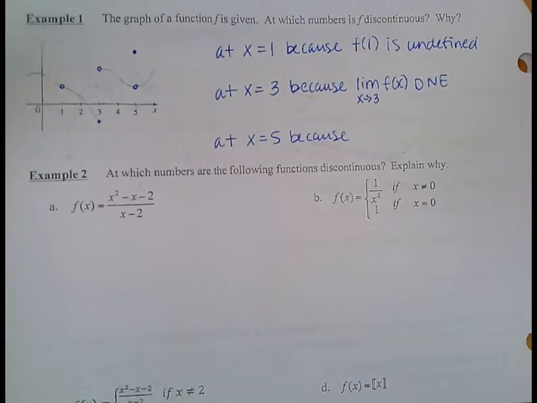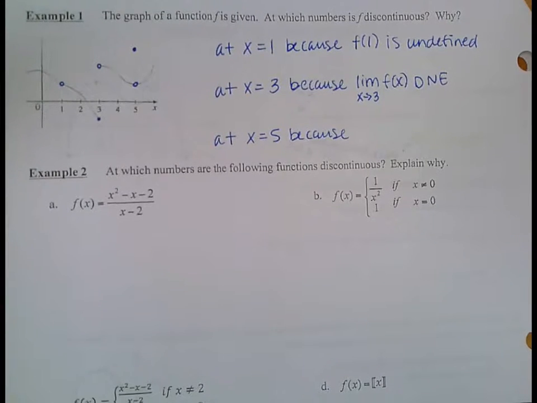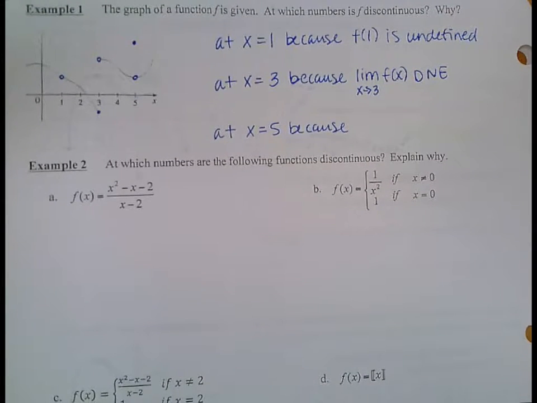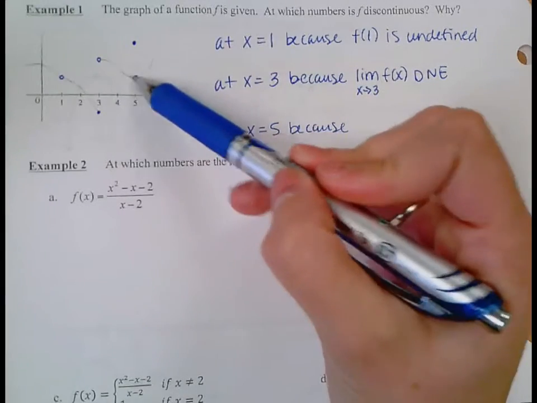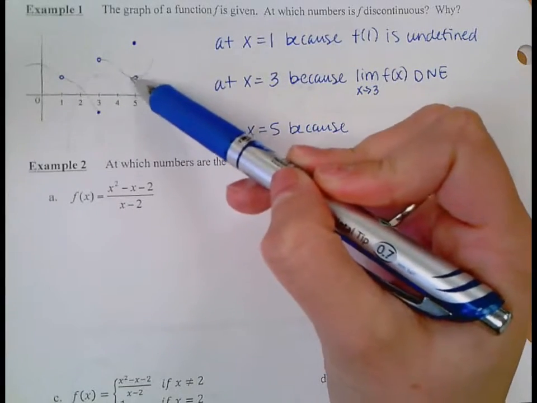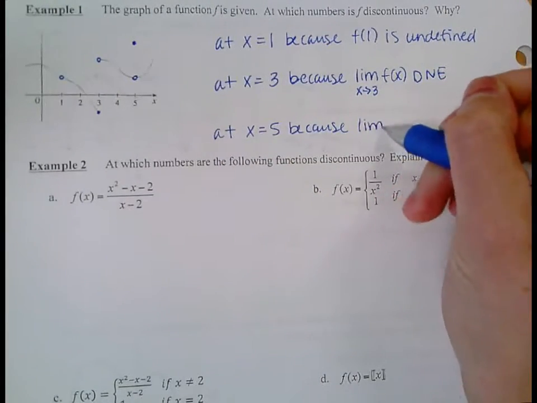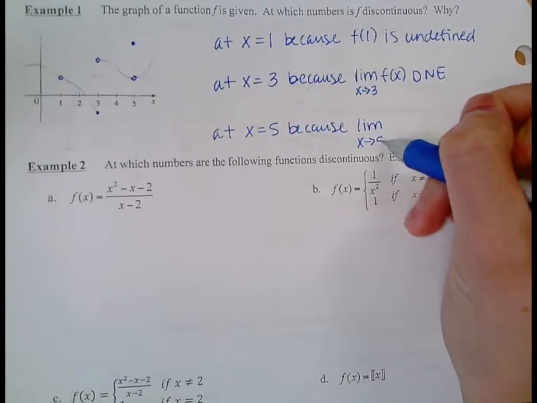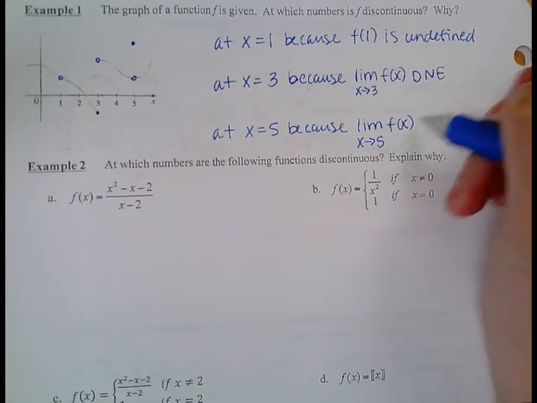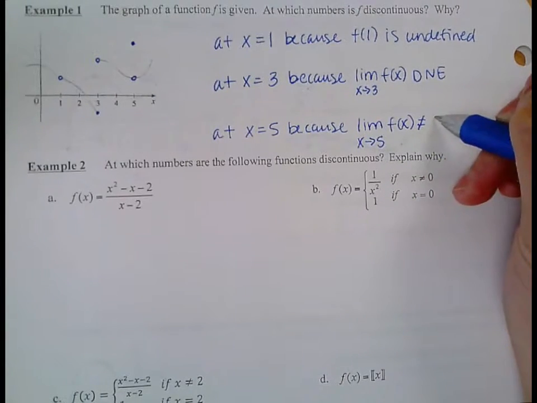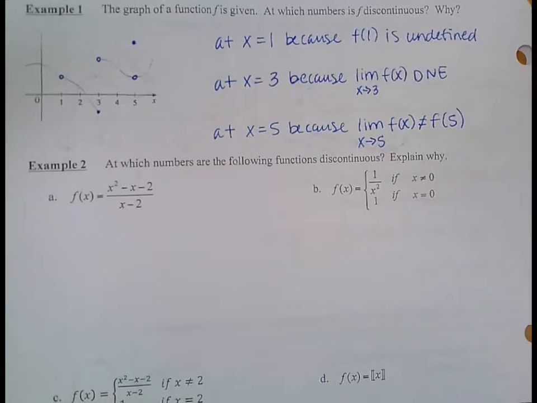And what reason will we use at 5? Yes. So here the limit exists. It's whatever this y value would be. The function value exists. They're not equal to each other. So the limit as x approaches 5 of f of x does not equal f of 5.